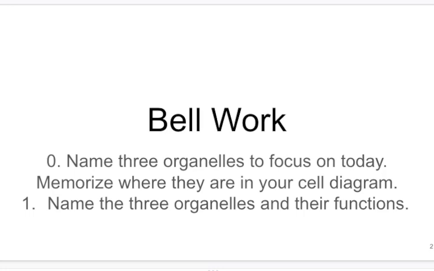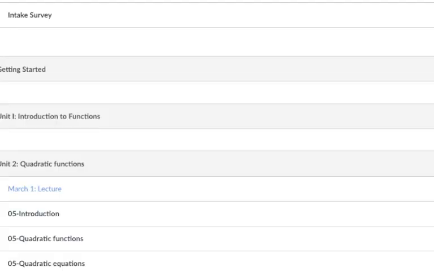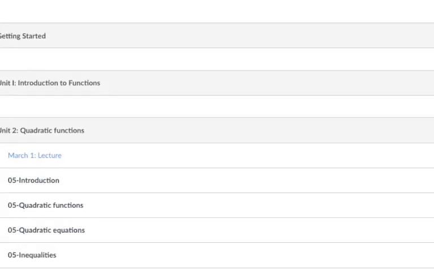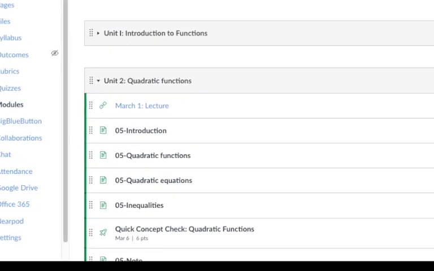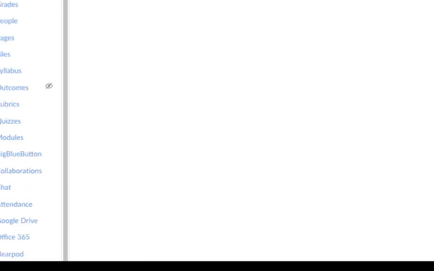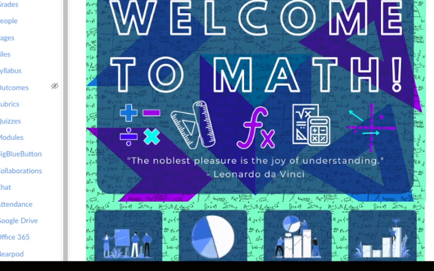Next, I'm going to take a second to introduce the new module. So your new module is the quadratic functions. There's a couple of ways you can view this. If you guys are using an app, there is a drop-down menu on the right-hand side of the screen. If you're using the computer, you can follow the same buttons that I just pressed.